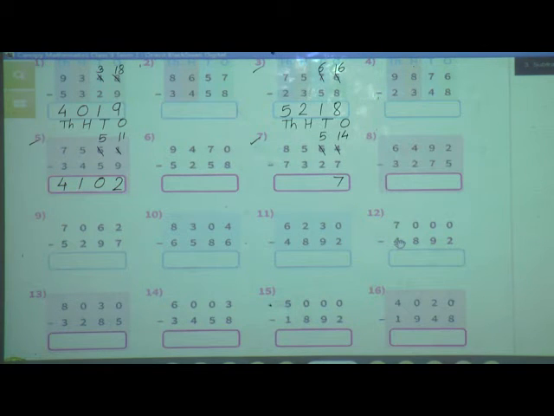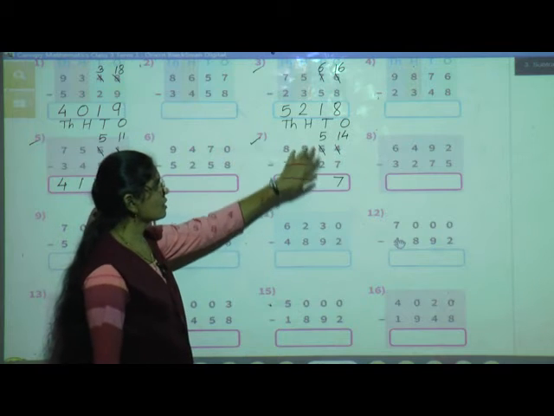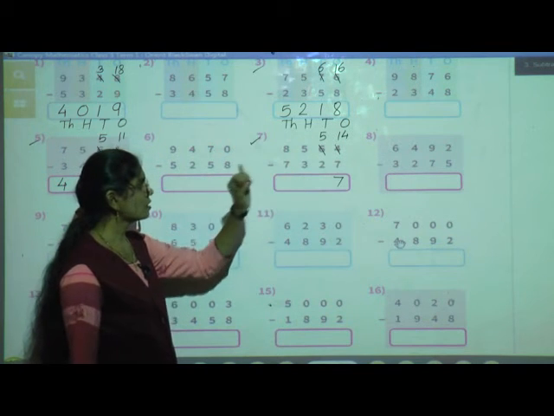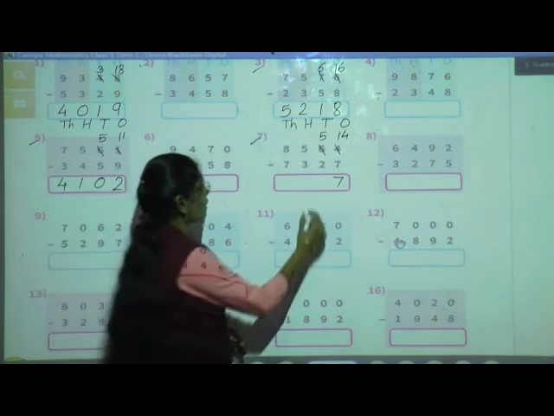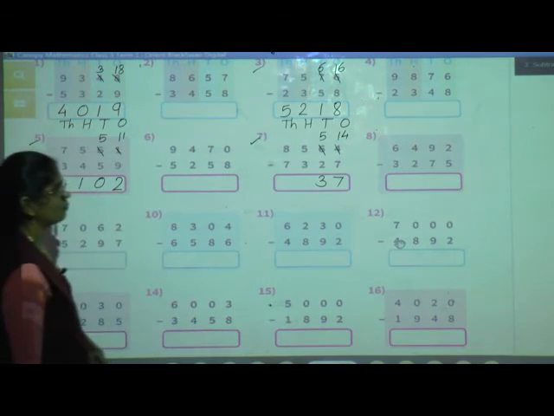Now students, see the tens place. In the first number, how many tens are there now? There are 5 tens, and in the other number there are 2 tens. So 5 tens minus 2 tens. After 2, count your fingers till 5. Yes, 3, 4, 5. So 5 tens minus 2 tens is equal to 3 tens.